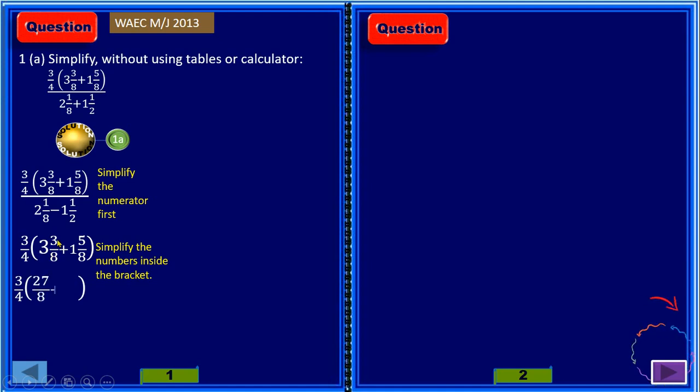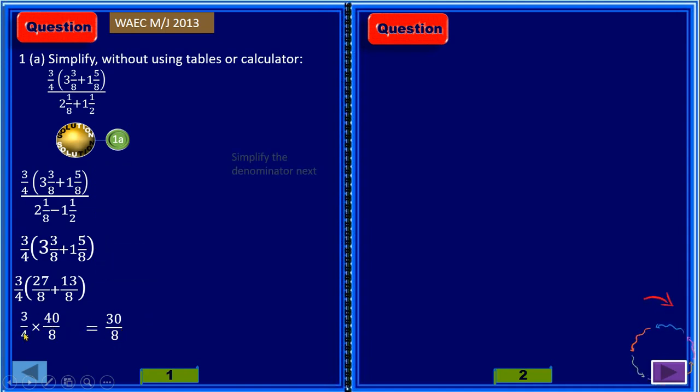That is changing this from mixed number to improper fraction, this from mixed number to improper fraction. So now this is mixed number, this is improper fraction. Now, since the denominator is the same, we add the numerators over the denominator. Multiplying out and simplifying, this will give us 30/8 for the numerator. Next, we are going to simplify the denominator.